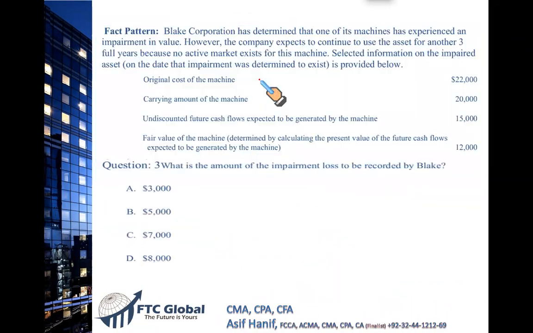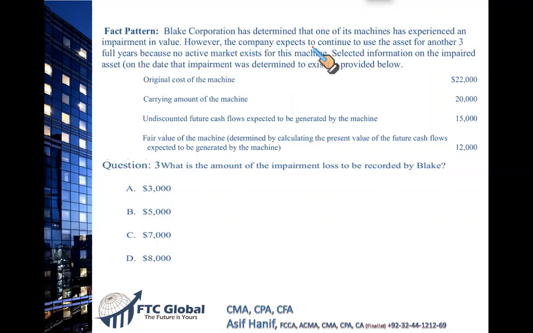Let's do a few questions specifically with relation to US GAAP. Please be with me. Remember, gentlemen, when the question is silent, always assume that you have to follow US GAAP. Blake Corporation has determined that one of its machines has experienced an impairment in value.